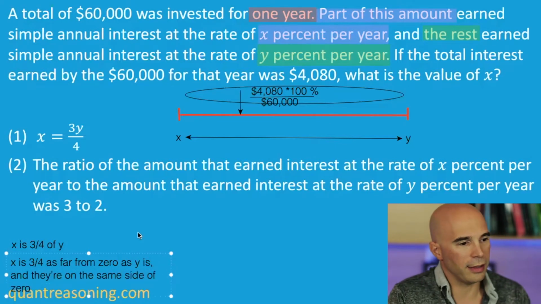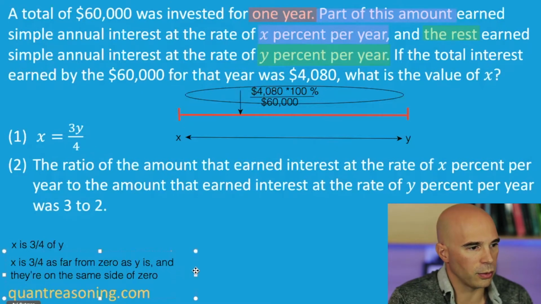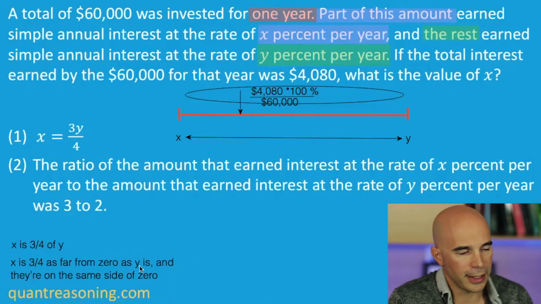I'm just trying to help all of you be more flexible in the way in which you read equations. Now in this case, this is a bit overkill because we already knew that x and y are on the same side of 0 because we're talking about percent interest, so we know they're both positive. I did a bit of overkill here, but I don't want to just solve this question. I want to learn from this question as much as possible. In general, if I see an equation like this, I'm thinking x is 3/4 as far from 0 as y is, and they're both on the same side of 0.